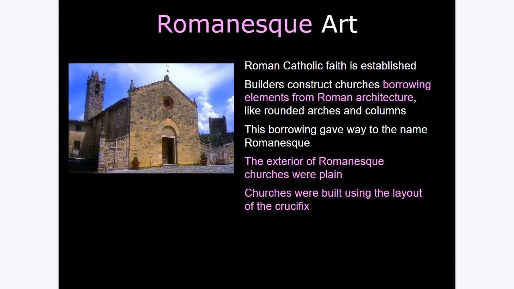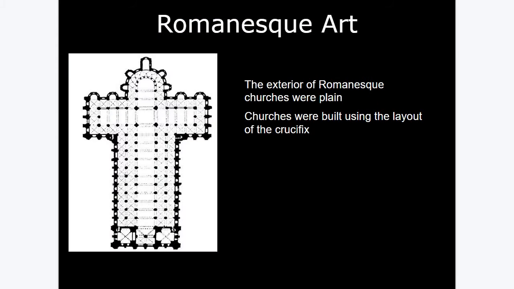Now, Romanesque was in the middle of the Middle Ages. And the Roman Catholic Church was established, so they had to make churches, right? So they borrowed all these elements from the Roman time, and that's why it's called Romanesque. Now, these churches were plain on the outside and really boxy. Like, they look like this. They kind of look like a cross. That's how they were set up. They were boxy on the outside, but kind of cool on the inside.